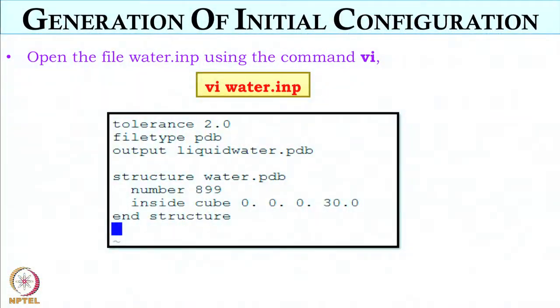And then inside cube means that it's a cubical box. The box length is 30 angstrom. You can have a different box as well, but I have taken a cubical box here, and then you have to end the structure. Between inside and cube there is one space. Can I make it 3 spaces? No, because inside is a separate word and cube is a separate word, so there is one space in between. I cannot change the space here.